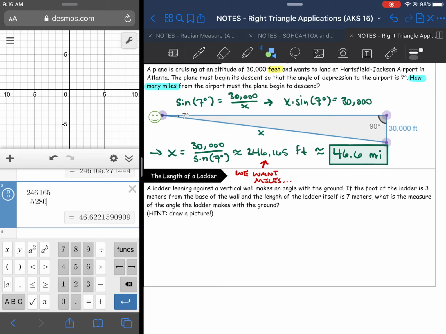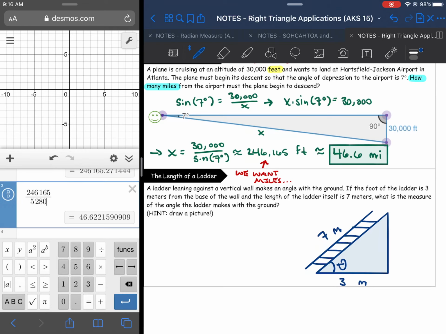So let's do that. Let's start with our vertical wall, and we have a ladder leaning against the vertical wall. And we know that the ladder makes some angle with the ground. So let's call this angle theta. And we know that the length of the ladder is 7 meters. And we know that from the base of the wall, the ladder is 3 meters away. Essentially, we want to find this angle that the ladder makes with the ground.